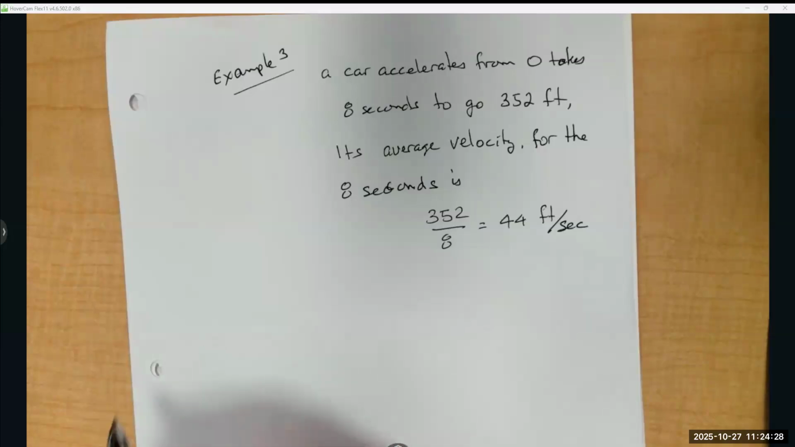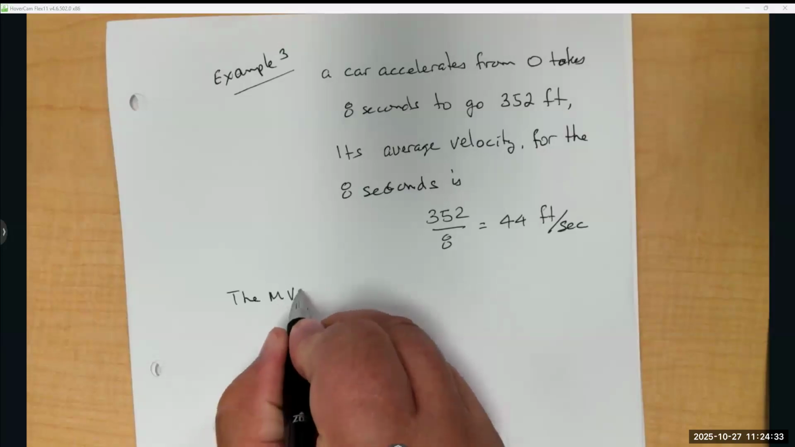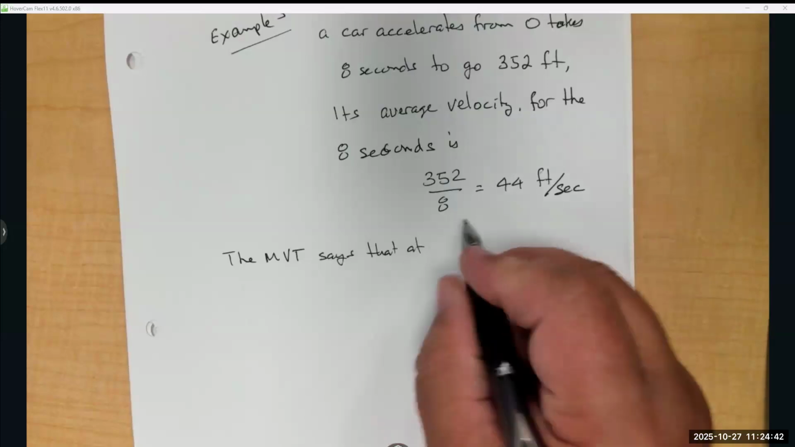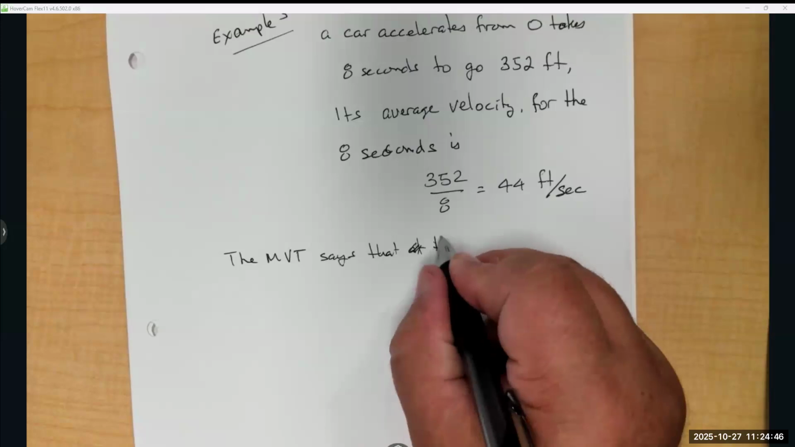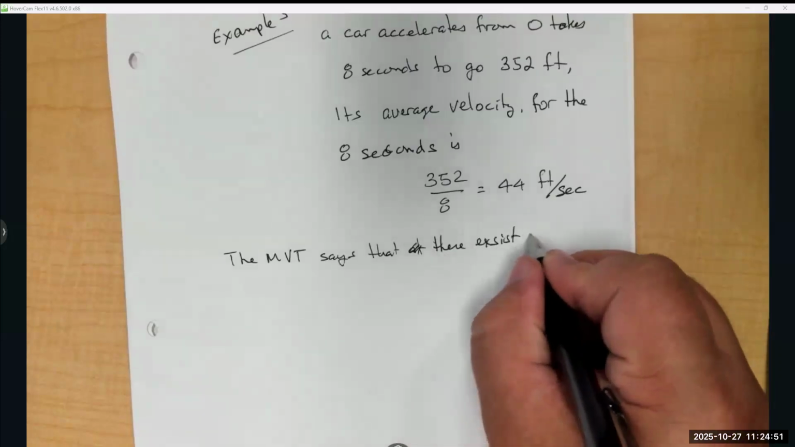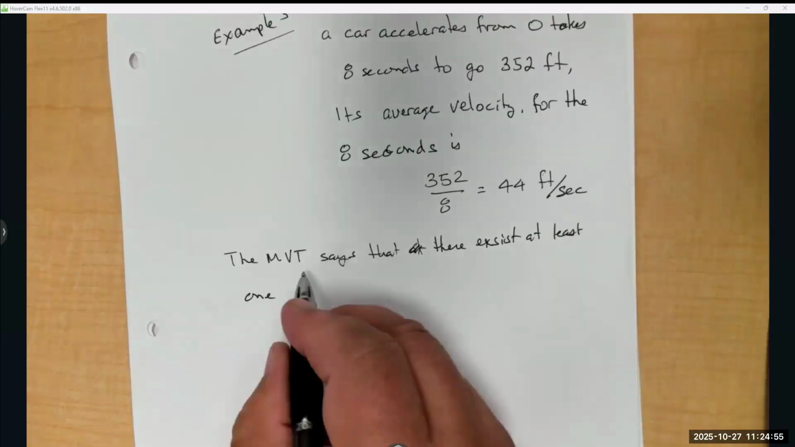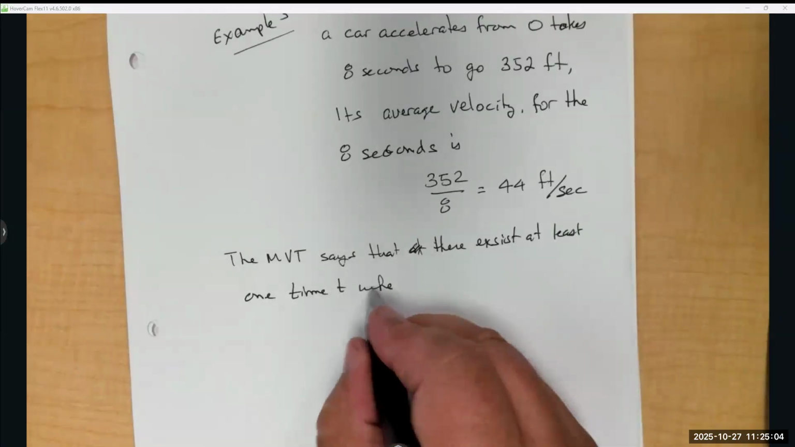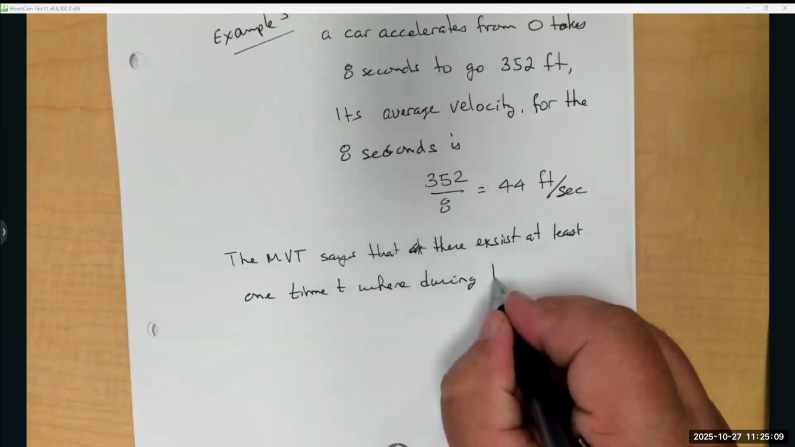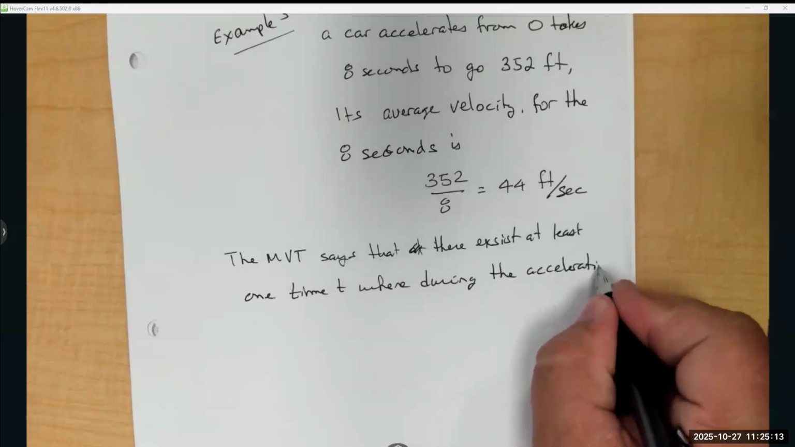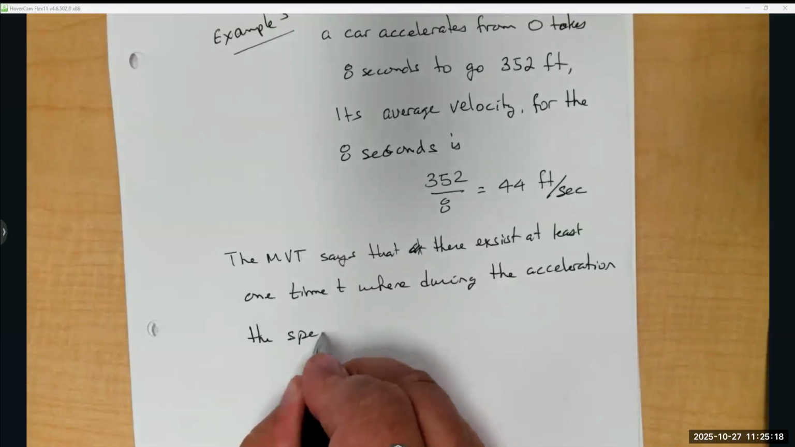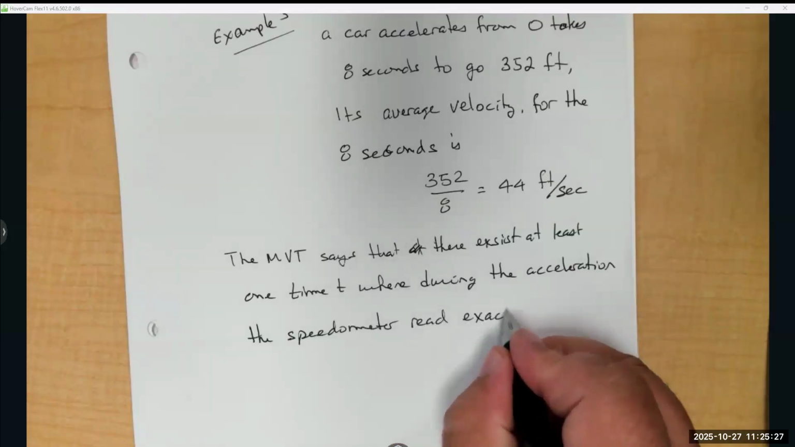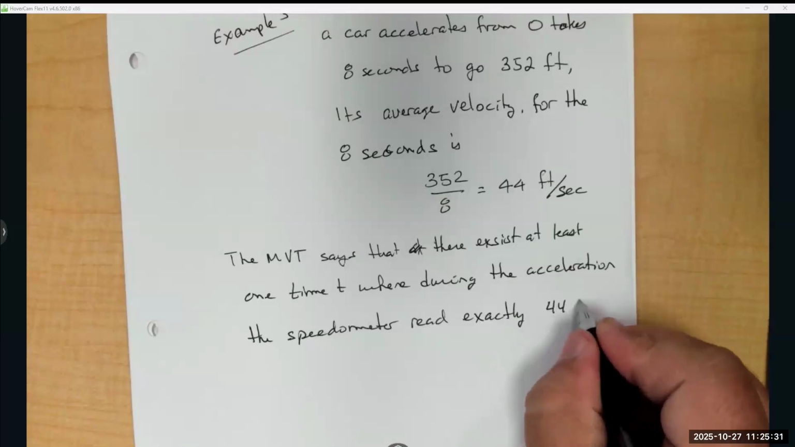So what does the mean value theorem say about this? The mean value theorem says that there exists at least one time t during the acceleration where the speedometer reads exactly 44 feet per second.